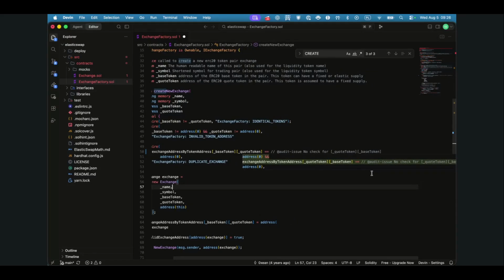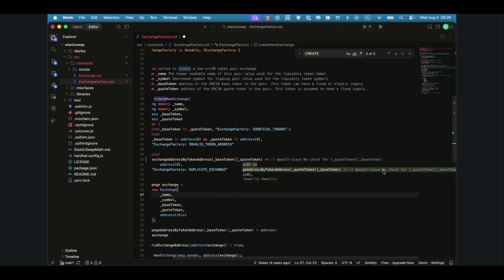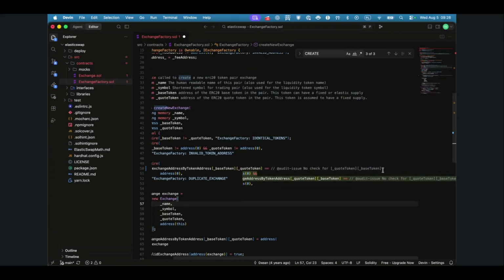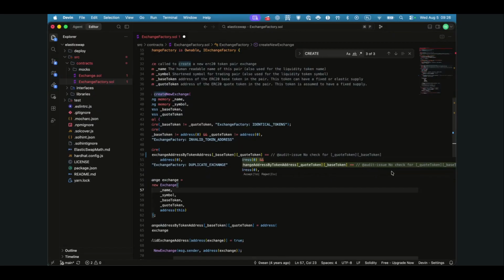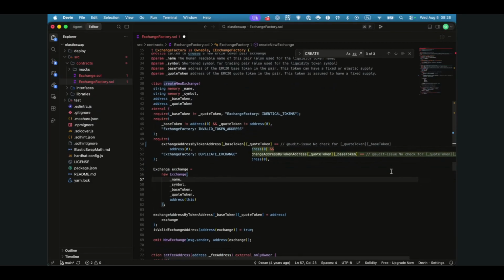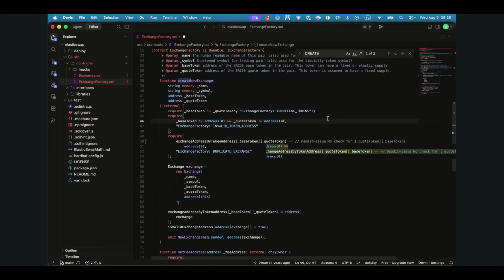Sorry for interrupting, but does it mean if there is an existing pair of USDC DAI, for example, it will accept creation of DAI USDC? Yeah, exactly. Sorry for interrupting, but I raised my hand and you didn't see it. Ah, no, that's okay. You guys are supposed to interrupt me, so this is for you to participate.